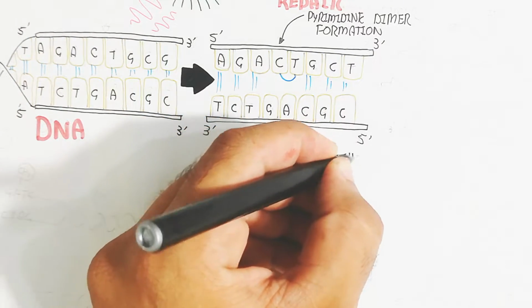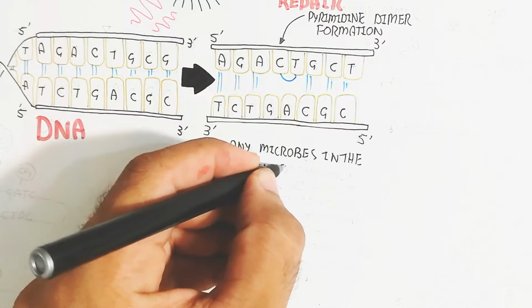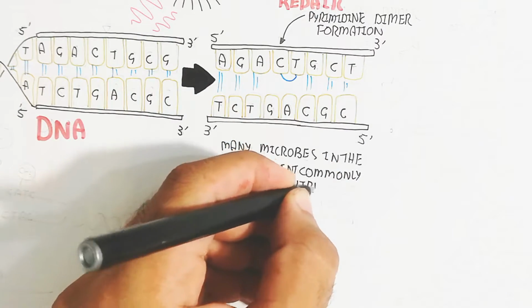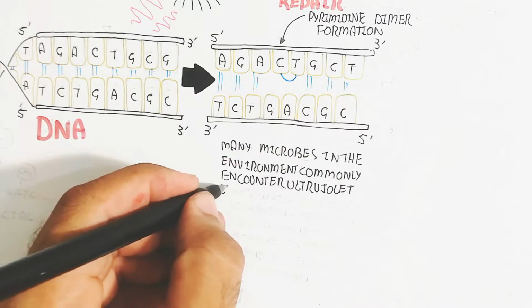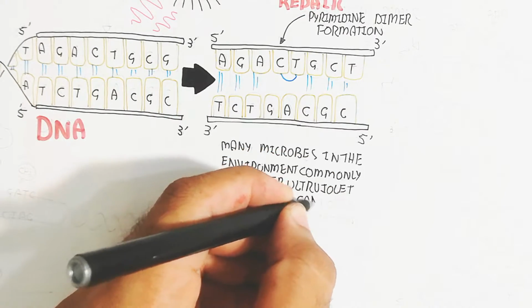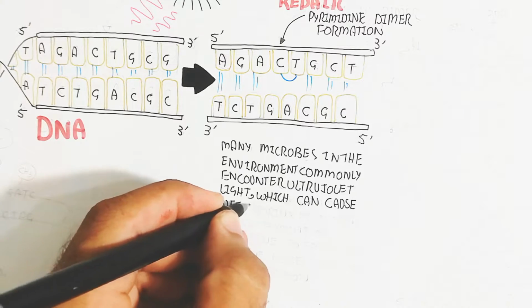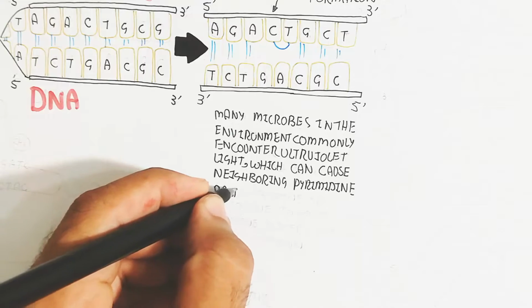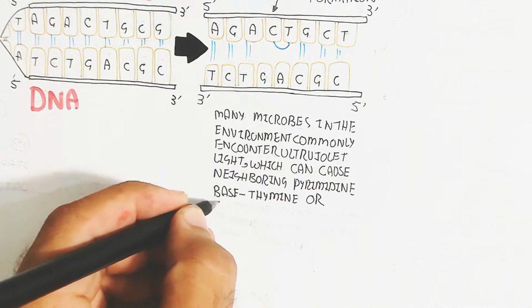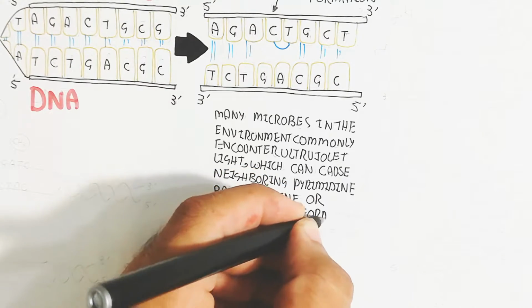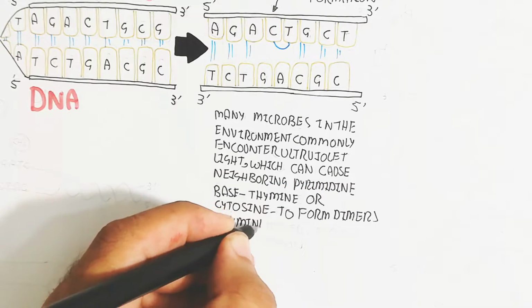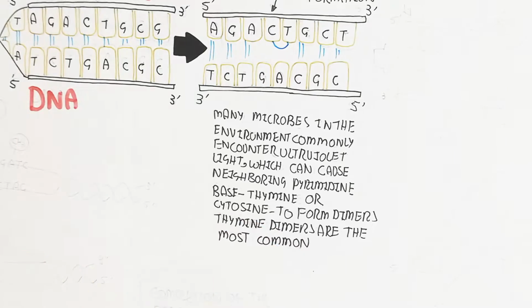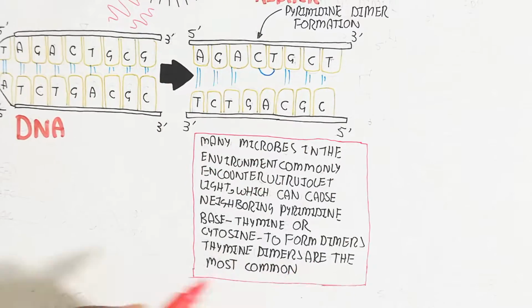Many microbes in the environment commonly encounter ultraviolet light, which can cause neighboring pyrimidine bases, thymine or cytosine, to form dimers, and thymine dimers are the most common. Remember, ultraviolet light causes pyrimidine dimer formation, and we will discuss how nucleotide excision repair makes this possible.